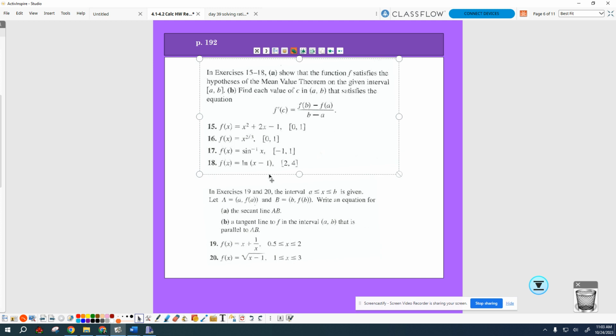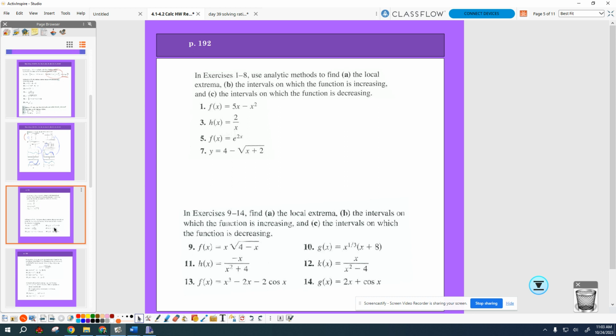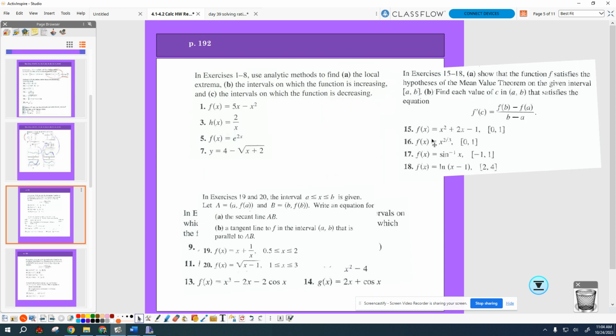It's 4 minus the second 4 minus 1 squared, or 4 minus square root of 2. The second one should be done.